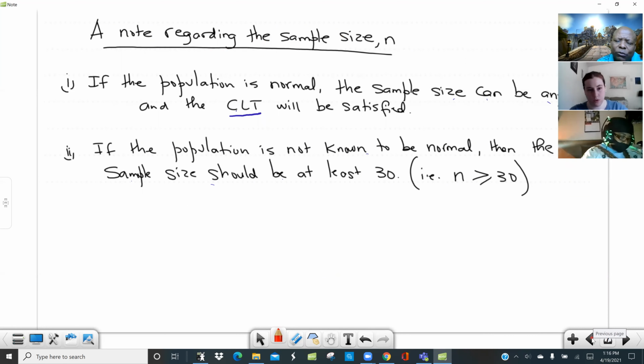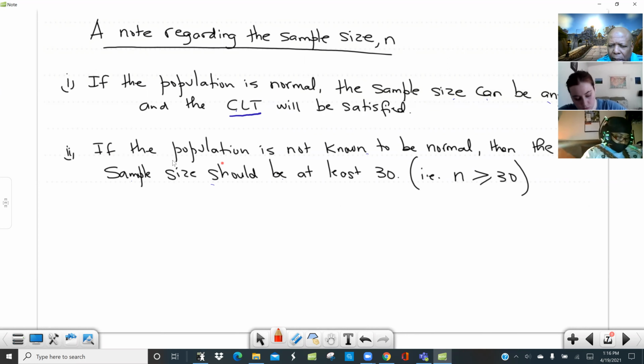At the beginning, I was saying that you take samples of a particular size. Well, here's what happens. If the population from which you are taking samples is already normal, then the sample size can be any value. What I'm saying is, if the population from which you're going to take samples is already normal, there is no restriction on the sample size. The central limit theorem is going to work regardless of the sample size.